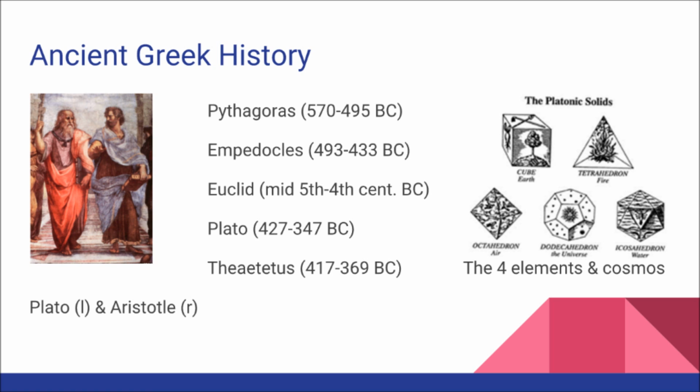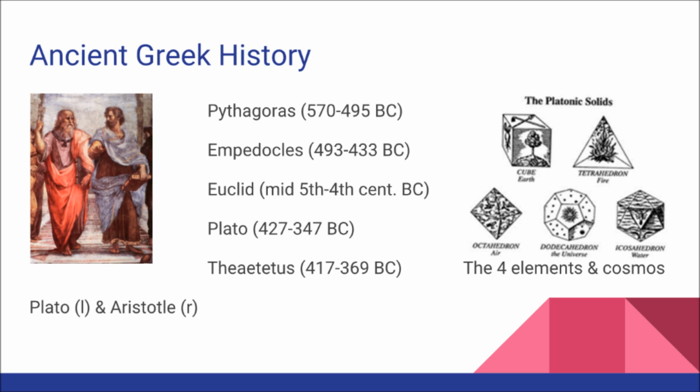Plato related the cube to earth, the most immobile and unchangeable element. The tetrahedron was related to fire, the most mobile and least stable element. The octahedron was related to air, the intermediately mobile and stable element. The icosahedron was related to water, the least mobile and most stable element. The dodecahedron was related to the entire universe for reasons that are not clearly stated.